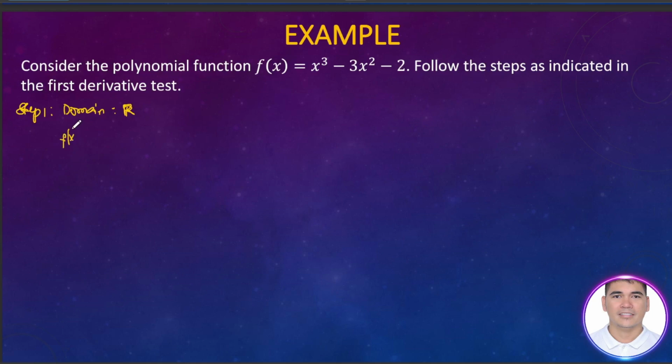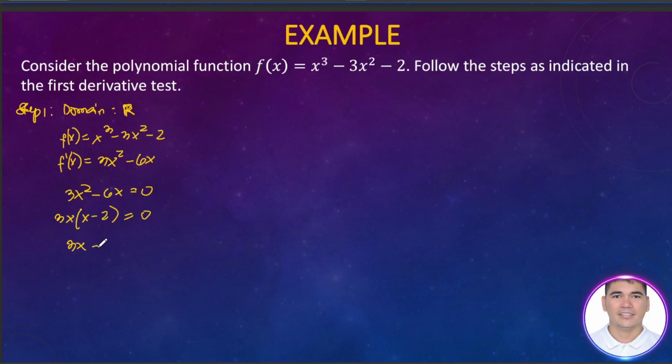So f of x is equal to x cubed minus 3x squared minus 2. Its derivative is 3x squared minus 6x. Then equate the derivative to 0 to get the critical numbers. We have the common factor here. So we have 3x equals 0, and we have also x minus 2 equals 0. So x equals 0, and x equals 2. So these are the critical numbers. So this is step 1.